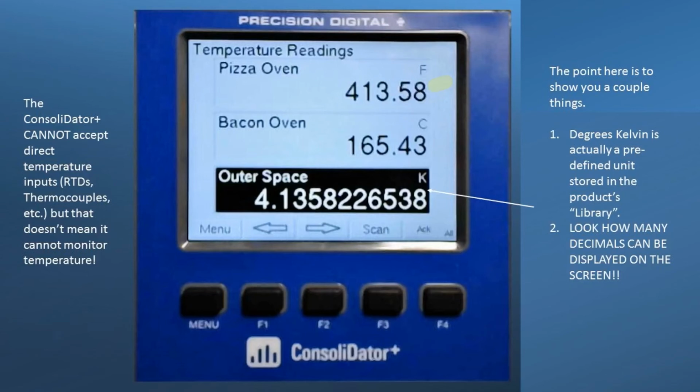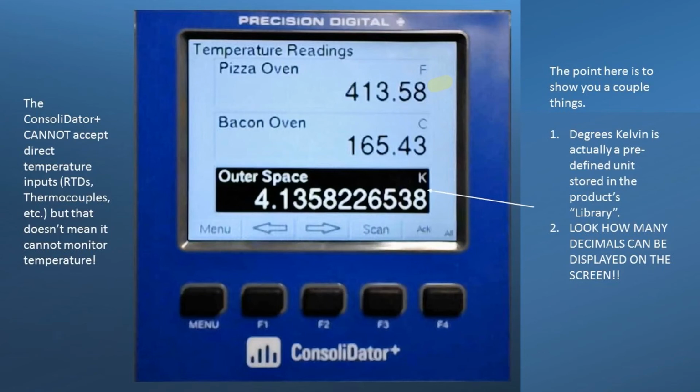And then believe it or not, degrees Kelvin is actually a unit of measure that is pre-programmed into the ConsoliDator Plus unit. So I decided to put that on the screen because I just thought that was kind of fascinating, because I don't know any other practical reasons to use the Kelvin scale aside from expressing really, really, really cold temperatures. And so I decided to show you the fact that we can do that, and I actually have a bunch of decimal places to show you.